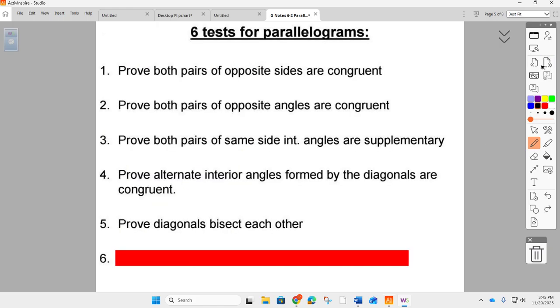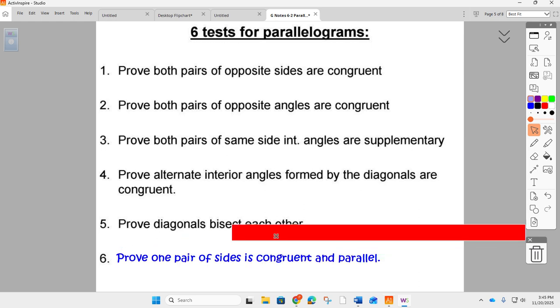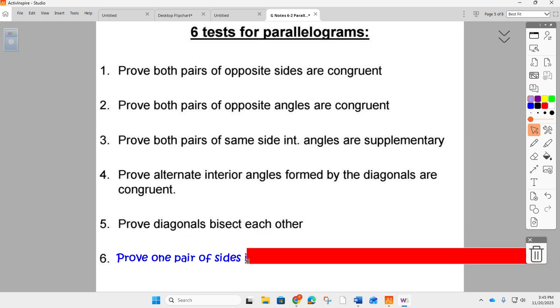All right, if we want to determine if a quadrilateral is a parallelogram, we can use any of these 6 things, okay? Obviously, if both pairs of sides are parallel, we can use that one. And there's an extra one here, so let's go back and read them all.